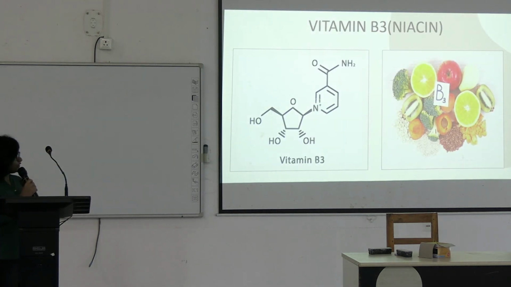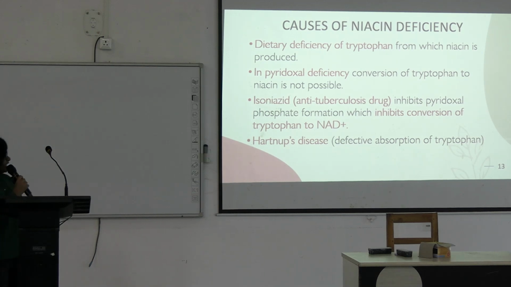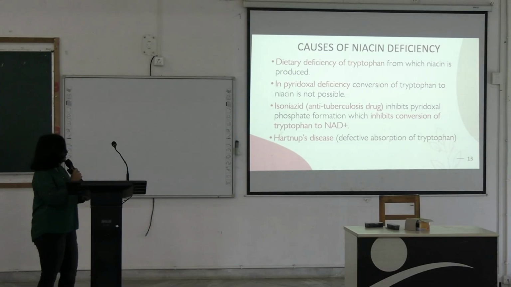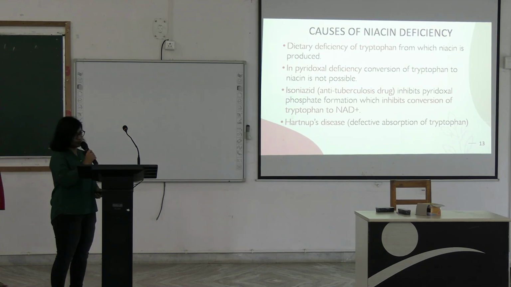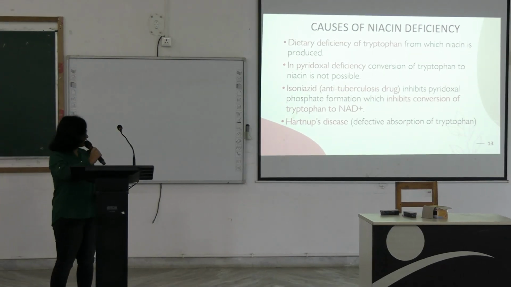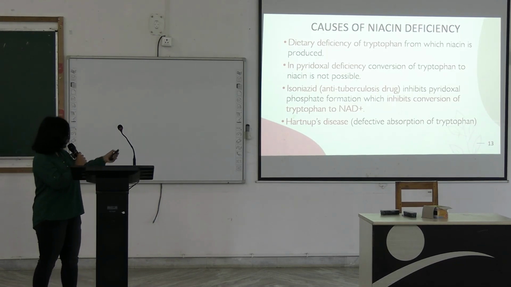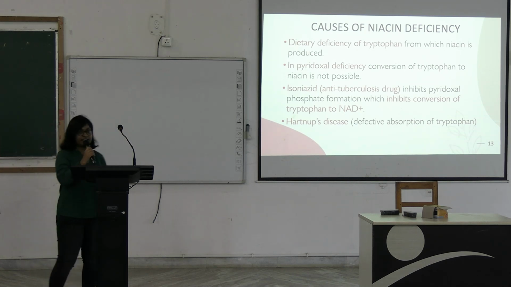Vitamin B3, which is also niacin, is also called the pellagra preventing factor of Goldberger. Now, what are the causes of niacin deficiency? Deficient synthesis of tryptophan, from which niacin is produced. Secondly, in pyridoxal phosphate deficiency, the conversion of tryptophan to niacin is not possible. Isoniazid is an anti-tuberculosis drug which inhibits pyridoxal phosphate formation, which simultaneously blocks the conversion of tryptophan to NAD+. Hartnup's disease, here tryptophan absorption from the small intestine is inhibited.